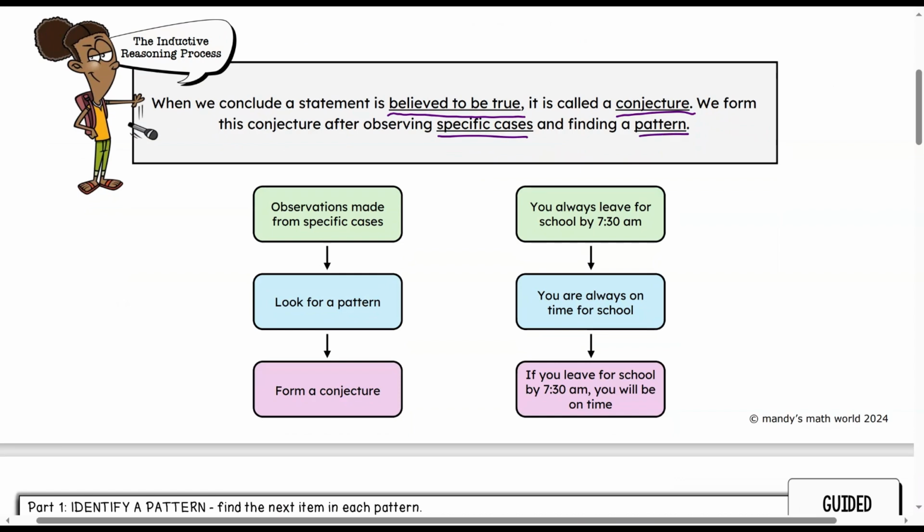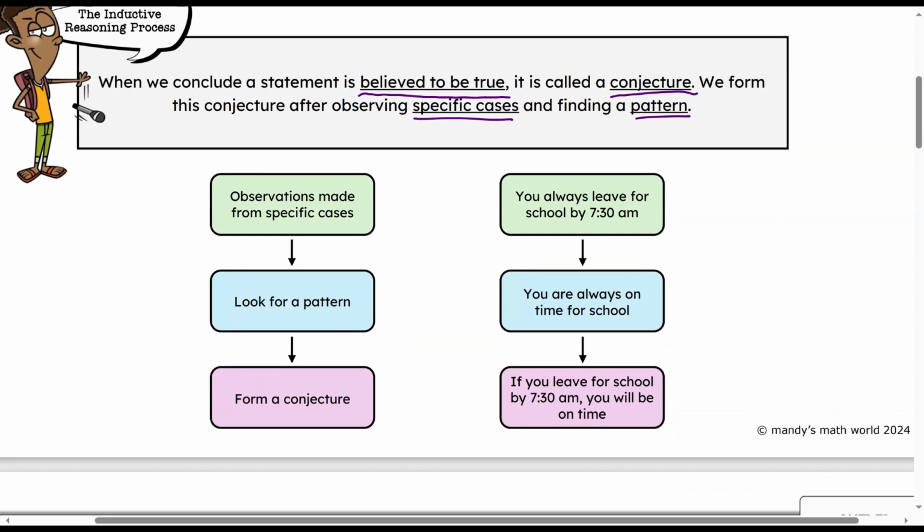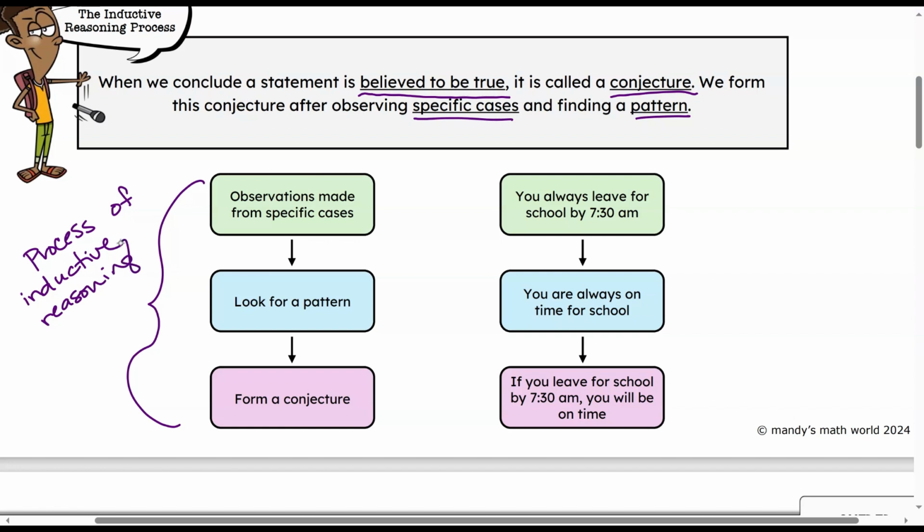So I've got the process on the left and a very basic example on the right. So this right here is the process of inductive reasoning. Let's write that down. The process of inductive reasoning. And over here, I've got a very basic example. So the first thing you're going to do in the inductive reasoning process is you're going to make observations from specific cases. So specific is the key word, and you're just making observations.